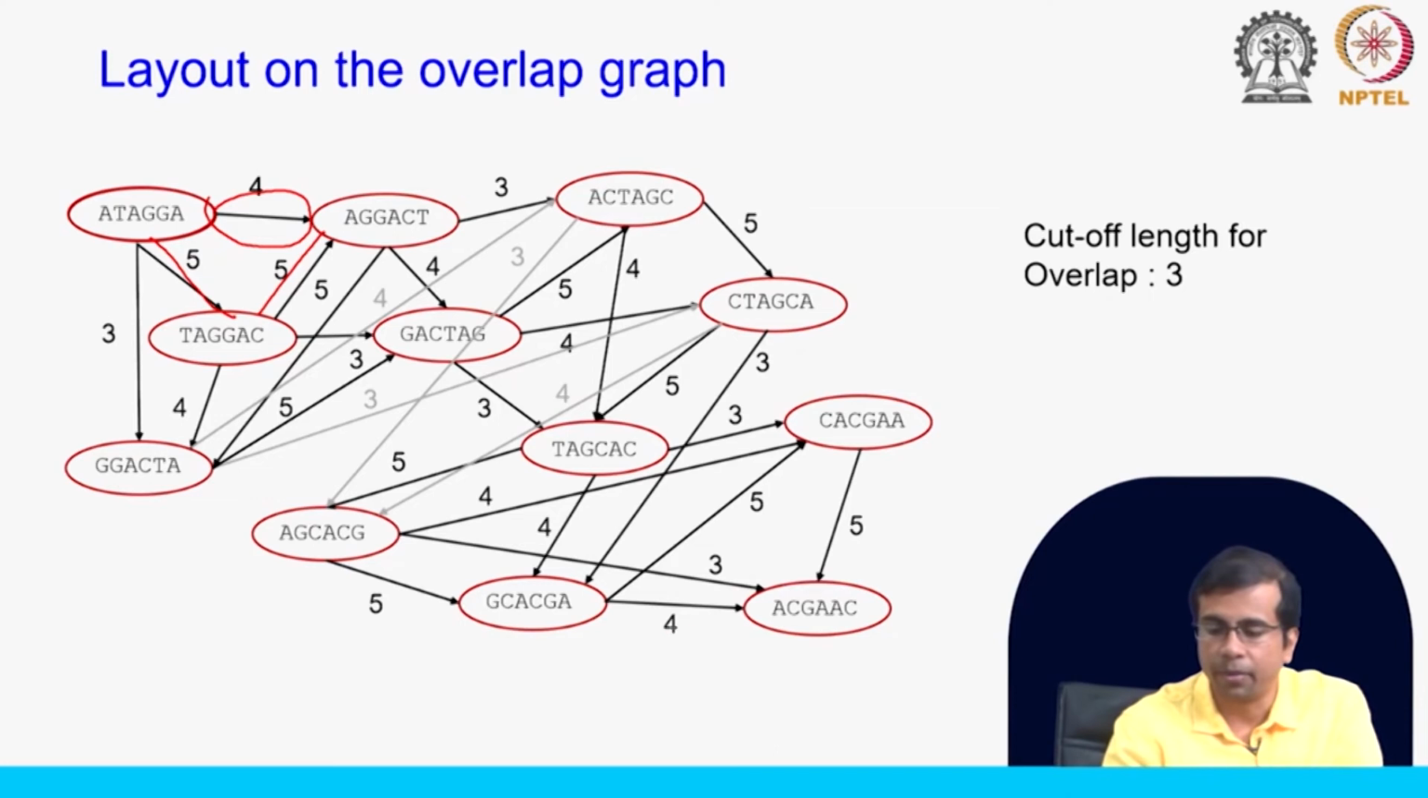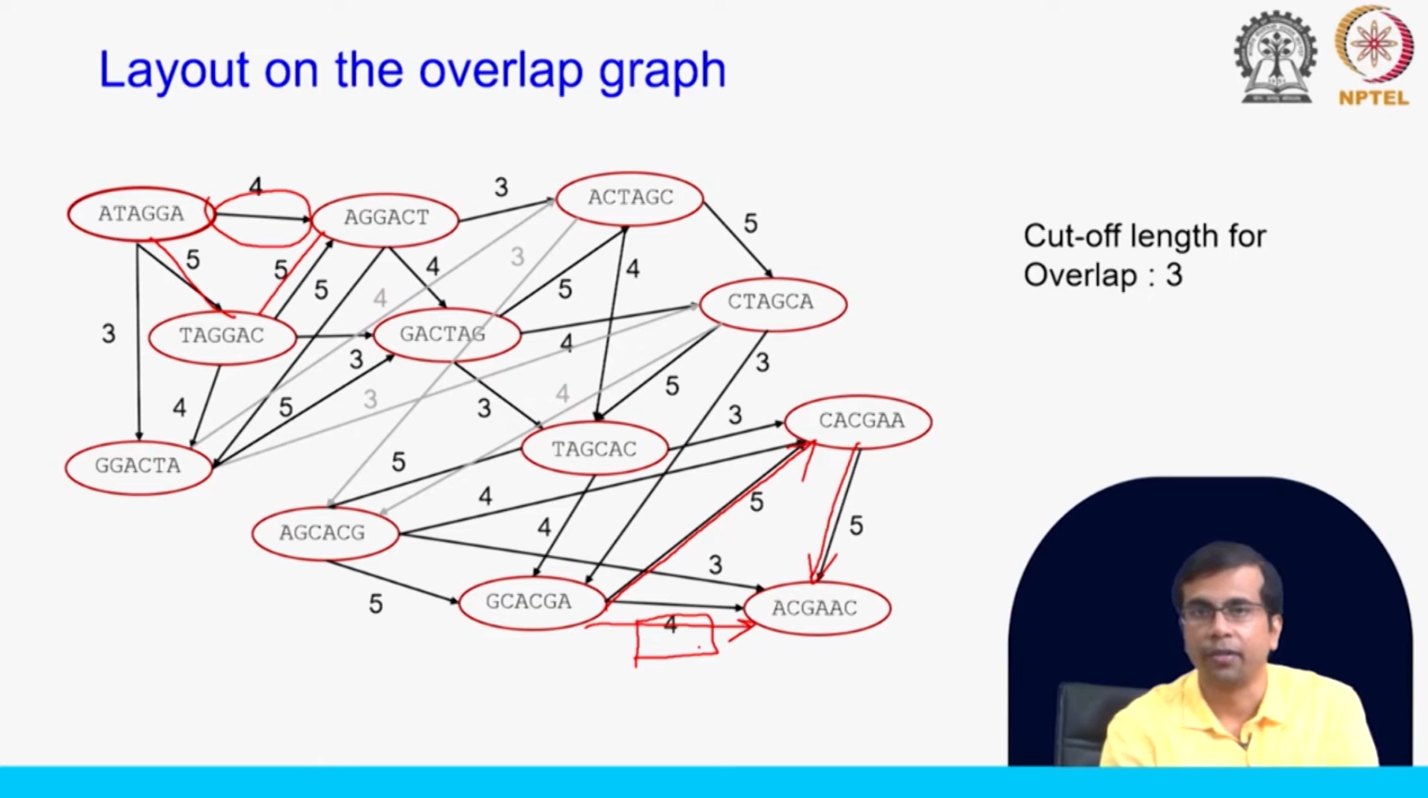For example, this one here, again can be inferred from these 2 connections. You have these 2 overlaps, each of length 5. So, this means these 2 nodes here will share an overlap of 4. So, this edge can be inferred from these other 2 connections. So, this also becomes an inferred edge.